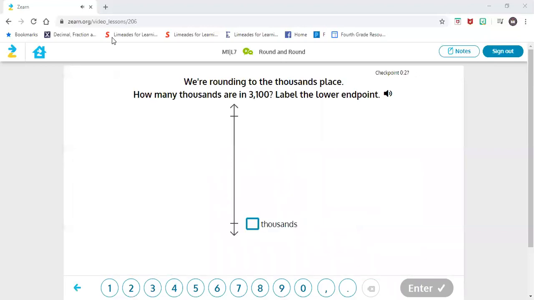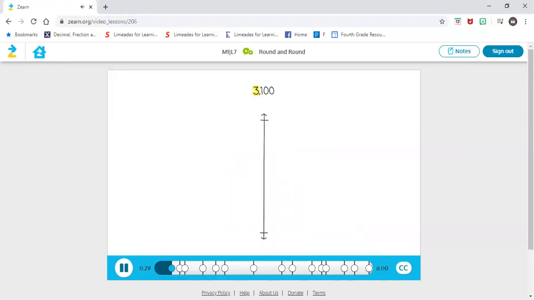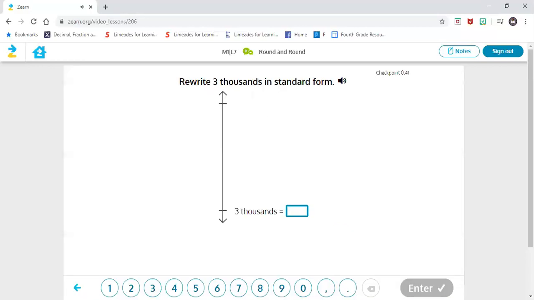So when I look at 3,100 and I go to the thousands place, I see that I have a 3 in the thousands place. So there's 3 thousands in 3,100. 3 thousands is equal to 3,000. So that's our lower endpoint. Label 3 thousands in standard form here. Just remember that standard form just means the way that we always write the number.